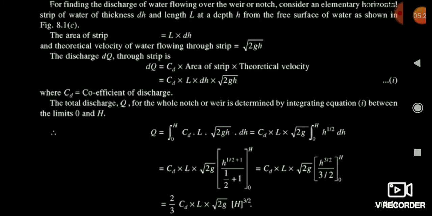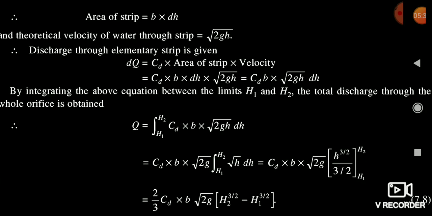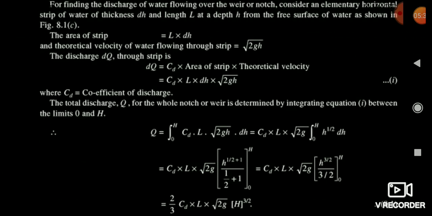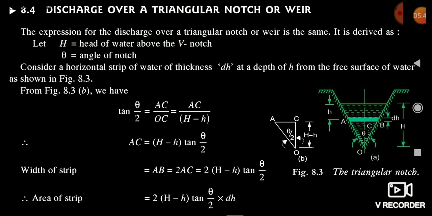And its derivation is the same as the previous derivation we have done for the orifice. You can see here we have done the derivation for the orifice, and the derivation for a notch or weir, rectangular notch or weir, is also similar. So you can clearly understand it.